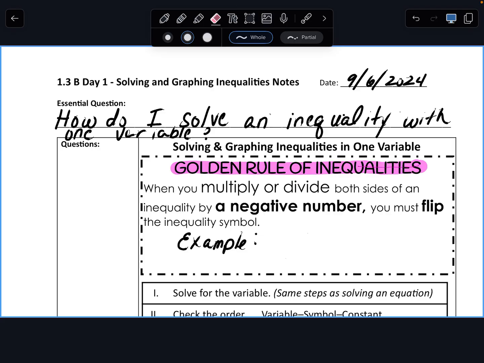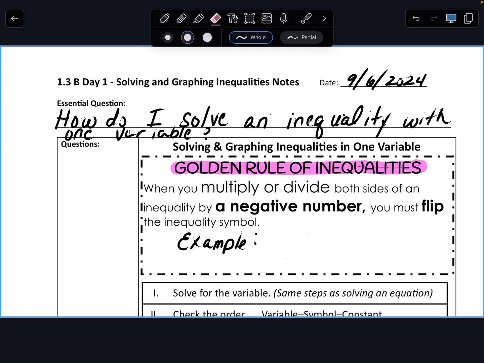I am enjoying myself in Oregon, but I am still with you, and I want to make sure that you get your notes for 1.3b day 1, solving and graphing inequalities. So yesterday we went over interval notation and we went over graphing. But yesterday we just started with an answer. Today we are going to actually solve the inequality, get our answer, and then graph it.